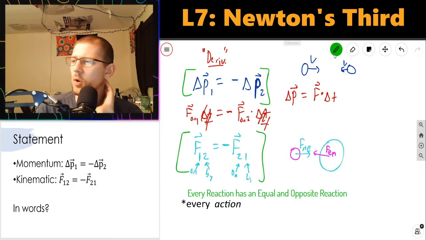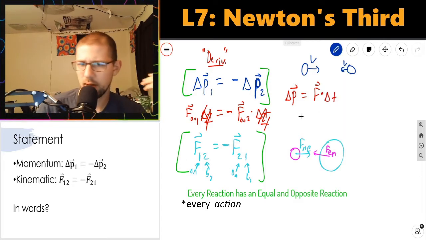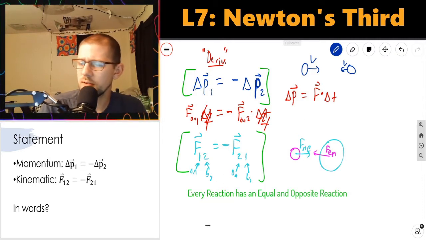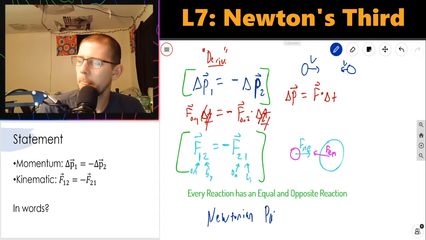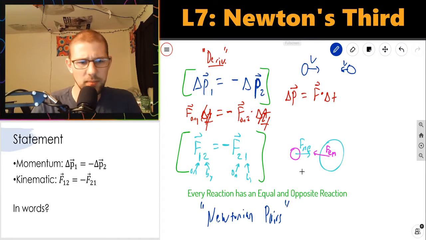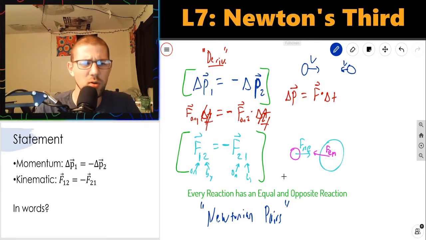So if you want to Google it, if you happen to be a Googler, you like to dig through the background on this stuff, people sometimes call these two forces Newtonian pairs. That's not language that I'm interested in quizzing you on or anything like that. Don't worry about that. But if you want to dig in a little deeper on this, people sometimes call these Newtonian pairs or Newtonian pair forces.